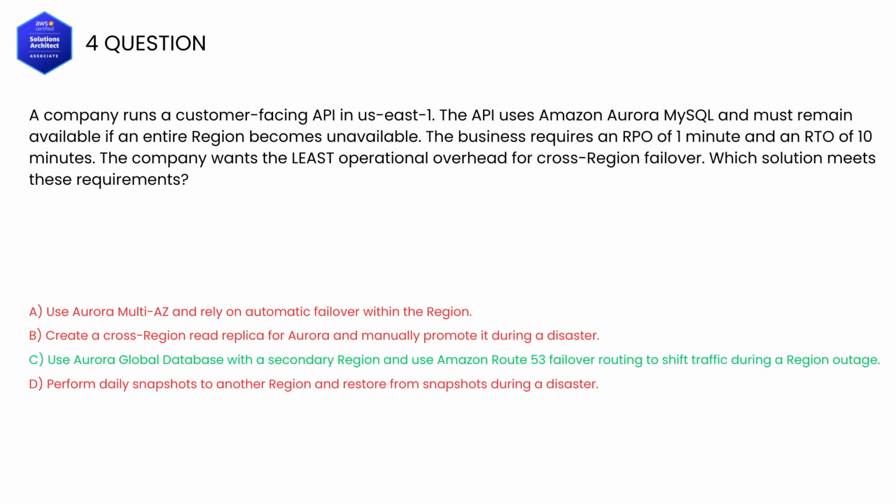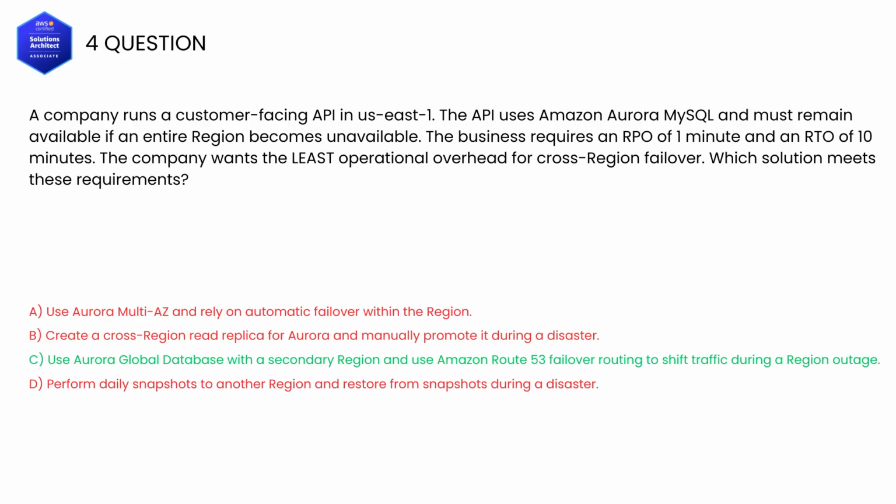And the correct answer is C. Aurora Global Database is designed for low-latency cross-region replication and supports very low RPO, often measured in seconds, allowing for a 1-minute RPO. Route 53 failover routing provides a managed domain name system-based mechanism to shift traffic with minimal operational overhead. The first one is incorrect because Multi-AZ protects against availability zone failures, not full region outages.